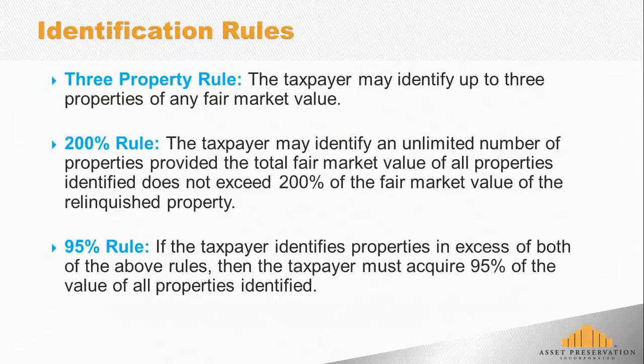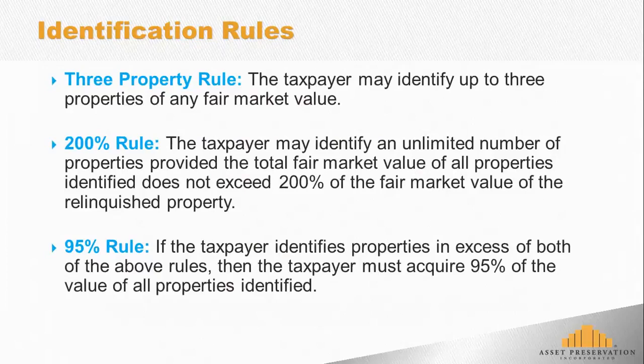So let me just review quickly again. Three property rule. You've got an unlimited value, but you're limited to three properties. Under the 200% rule, an unlimited number of properties, but limited to no more than 200% of the fair market value of what was sold, the relinquished property. And then finally, under the 95% rule, an unlimited number of properties of unlimited value, but then the taxpayer must actually acquire 95% of the values of all properties identified.